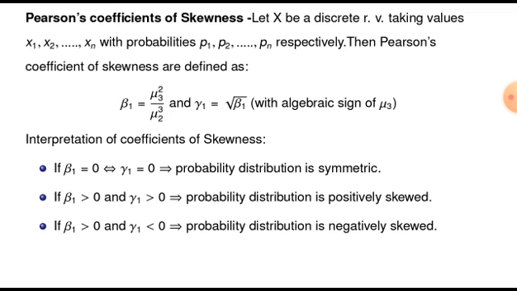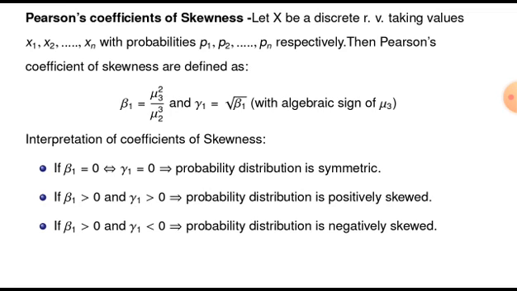So a 0 value of beta 1 as well as gamma 1 indicates the probability distribution is symmetric. Or inversely, we can say if the probability distribution is symmetric, then the value of beta 1 as well as gamma 1 will be 0. So the converse of this statement is also true. If beta 1 is strictly greater than 0, then there are two possibilities.